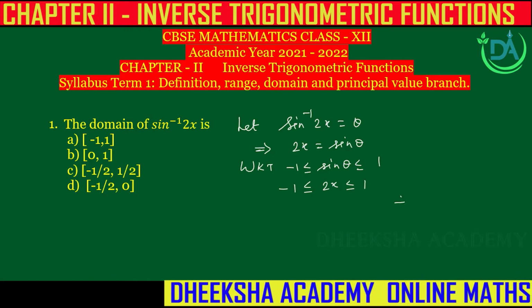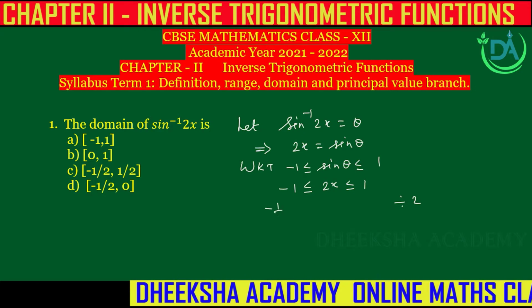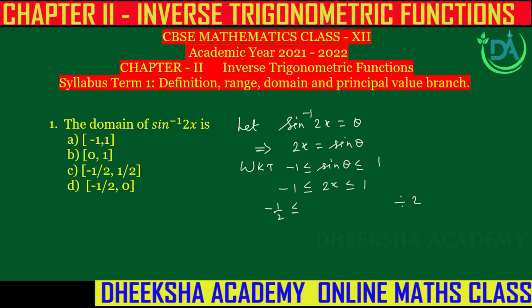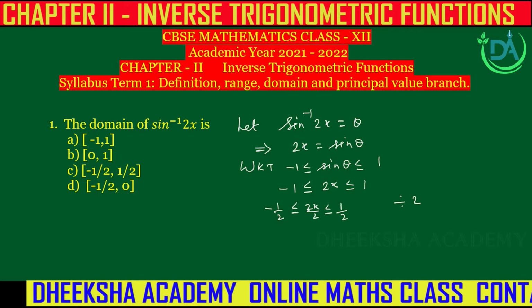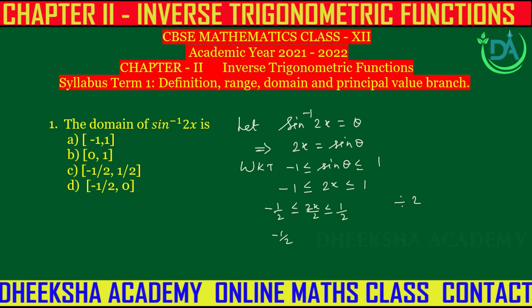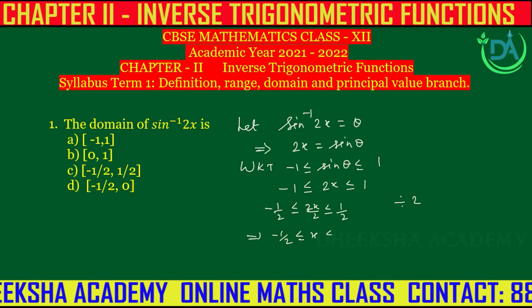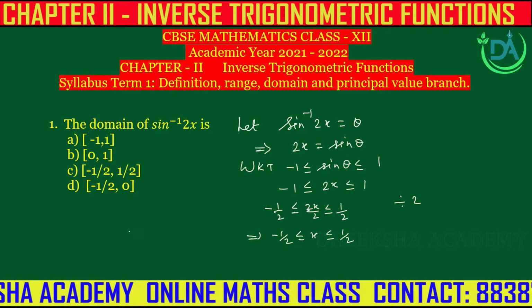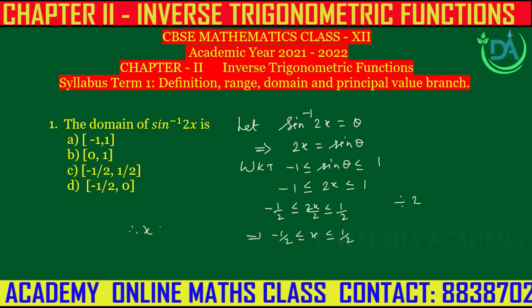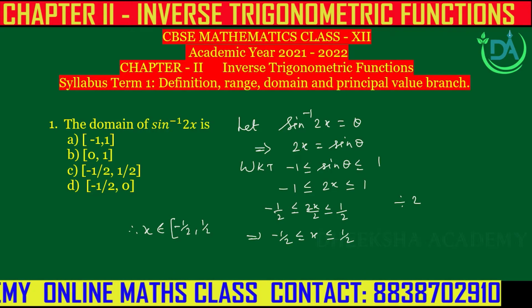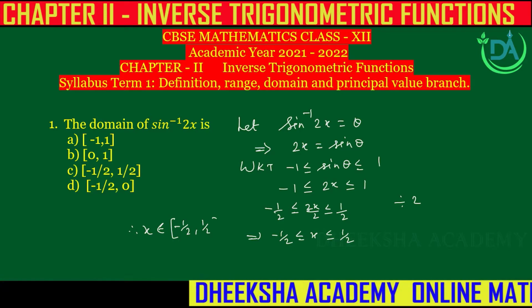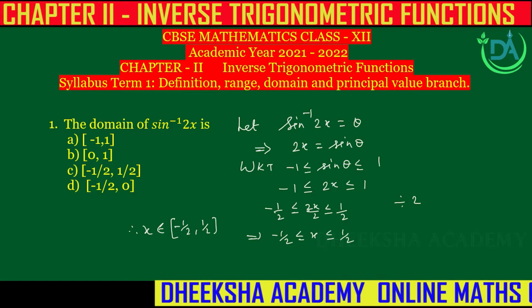Divide by 2. So minus 1 by 2 less than or equal to 2x by 2 less than or equal to 1 by 2, which gives minus 1 by 2 less than or equal to x less than or equal to 1 by 2. So therefore the domain x belongs to the closed interval minus 1 by 2 comma 1 by 2. So option C is the correct answer.